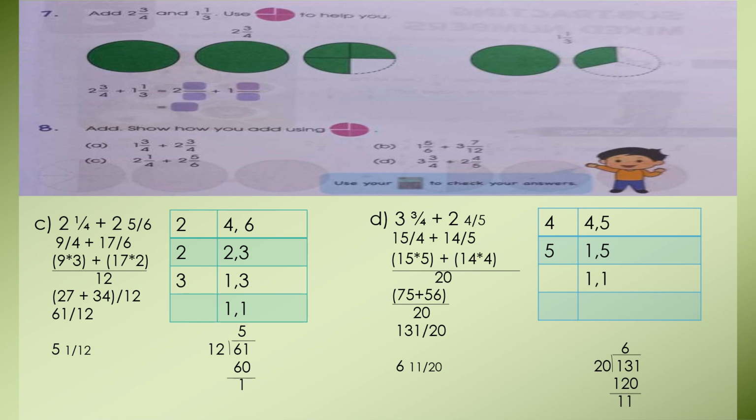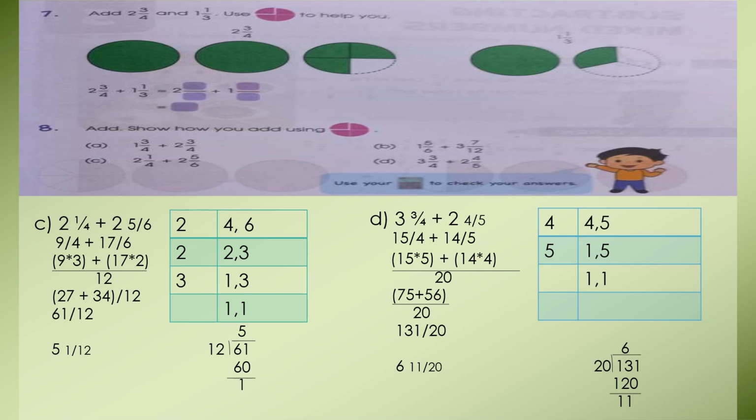So for the solving, we have 3 into 9 is 27, and 17 into 2 is 34, and they are going to add up with each other, and in the denominator we have 12, so we have 61 over 12 as our answer. But it is an improper fraction, so we are going to divide 61 by 12, and we have 1 as a remainder, and so our answer is 5 whole number 1 over 12.